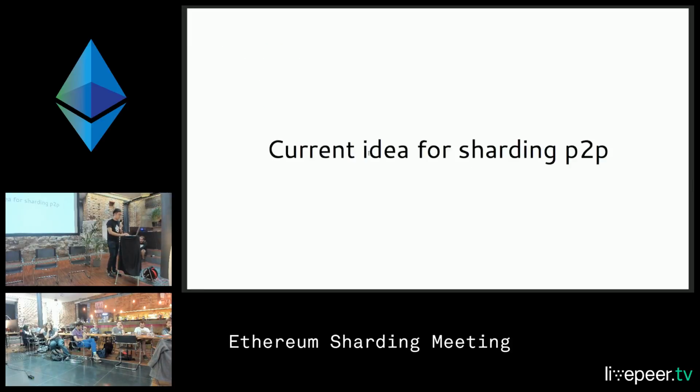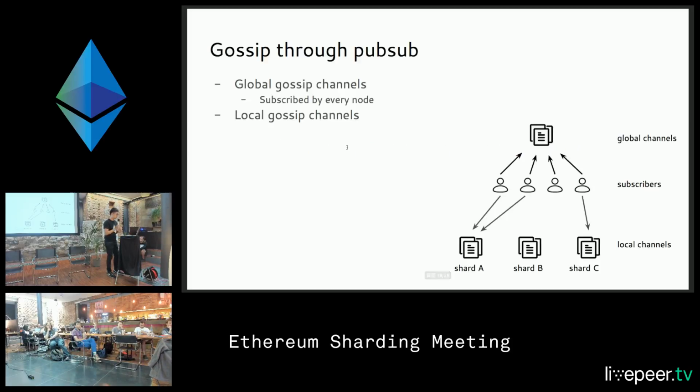And the current idea for us for sharding P2P is that we're using pubsub to do gossiping, and we will have global and local gossip channels. The global means that it is subscribed by every node, and the local means that it might be a shard, so some of the nodes can subscribe to that, while others do not.